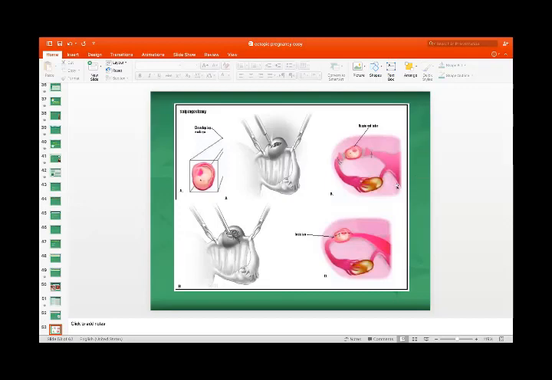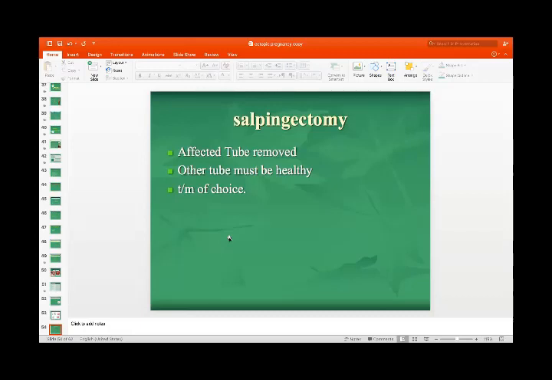This is ruptured. So what we do, we will do laparoscopy. Salpingostomy is making a hole in the tube and trying to expel all the contents of conception. And salpingectomy is removal of the tube. We remove all together the whole of the tube, so that the tube is removed.